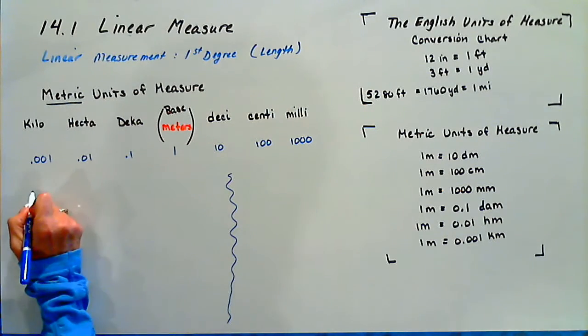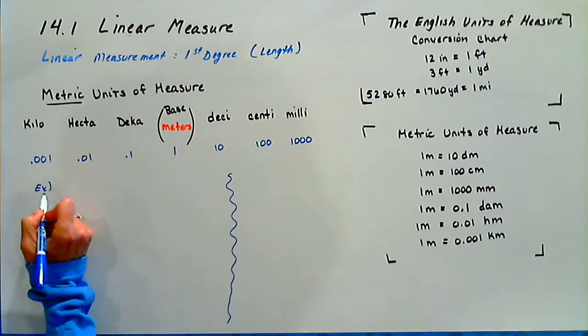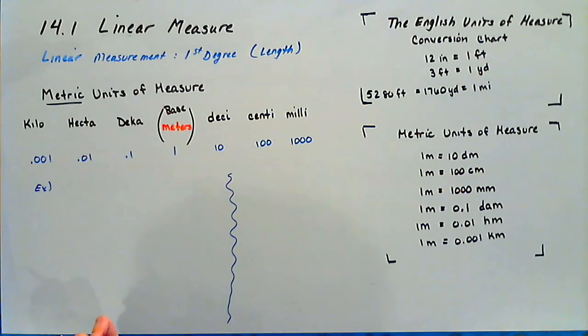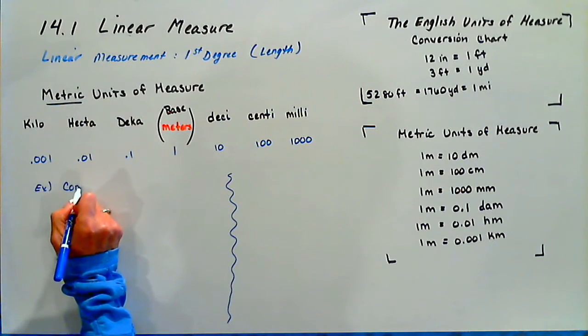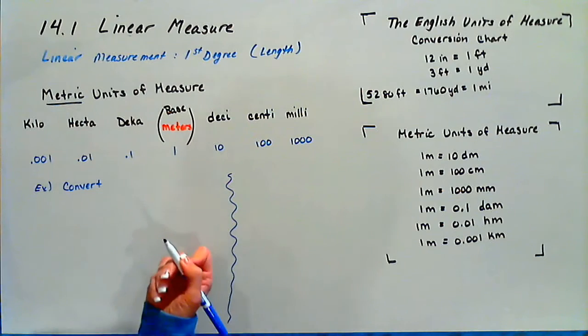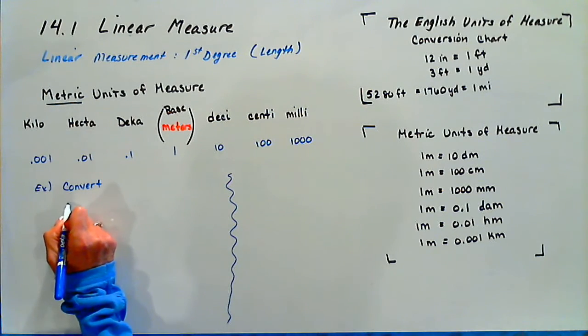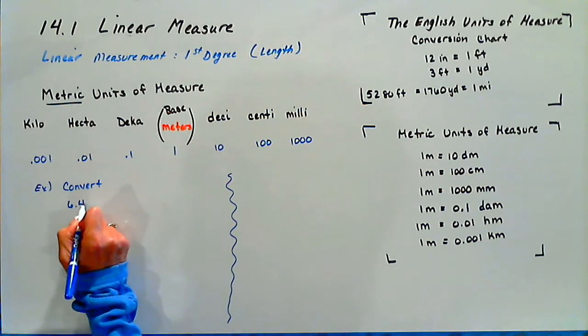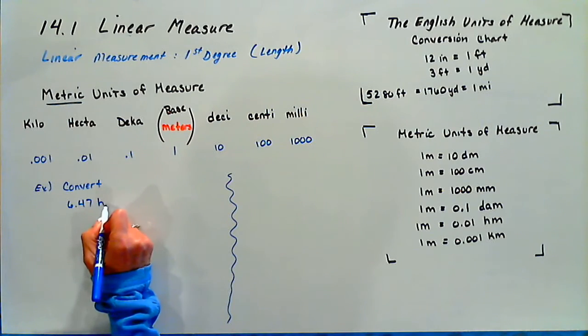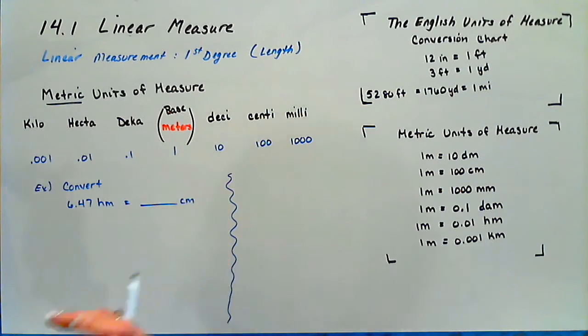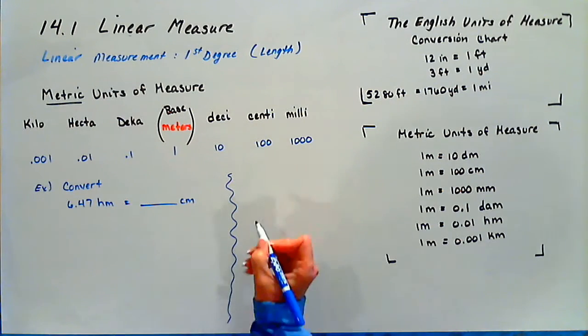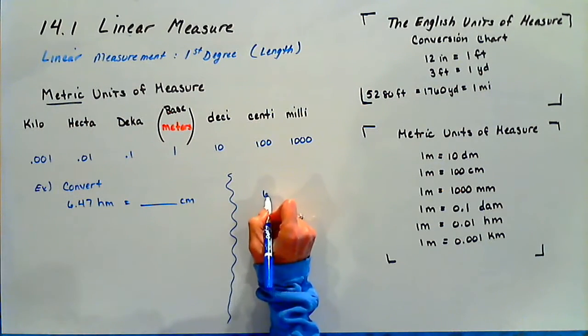So let's try another one. Let's say we're going from, how about, let's convert 6.47 hectometers, and let's convert this to centimeters. I'm going to do this 2 different ways.